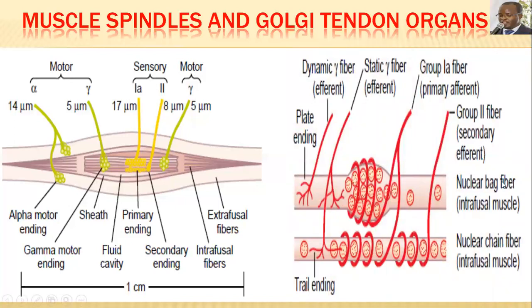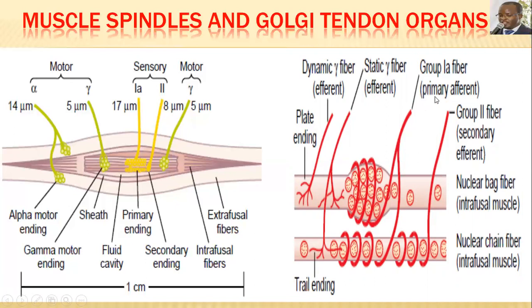We have the nuclear bag fiber, the intrafusal fiber, then you have the nuclear chain fiber. So when you check inside of these fibers, in the nuclear bag, you have a bag with a lot of nuclei there. Then the nuclear chain is just like a chain of nuclei in a fiber. So they are innervated. You can appreciate the group 1A fibers that are innervating.